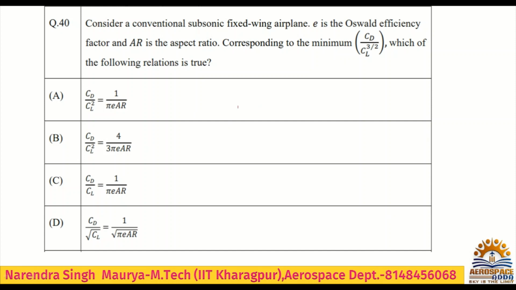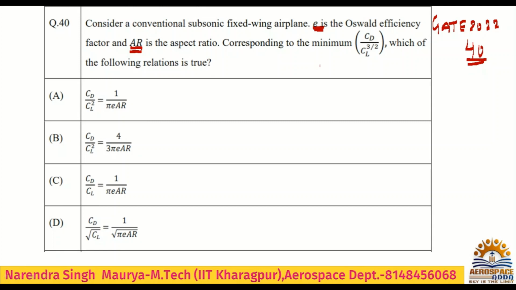Check. This is again, as I mentioned, for all problems, this is GATE 2022, and this is question number 40. Now see what they have given. Consider a conventional subsonic fixed wing airplane. e is the Oswald efficiency factor, AR is the aspect ratio, corresponding to minimum CD by CL to the power 3 by 2. Which of the following relations is true?